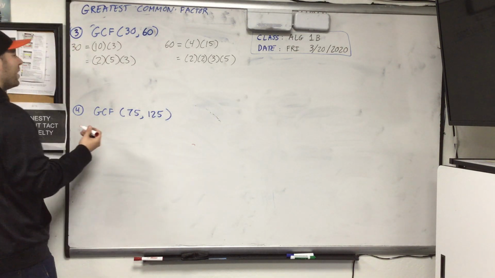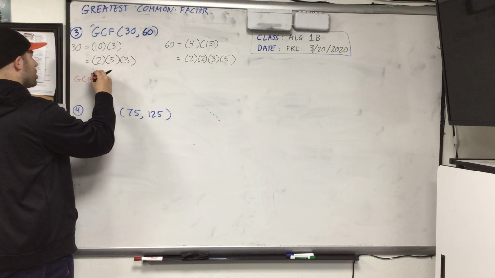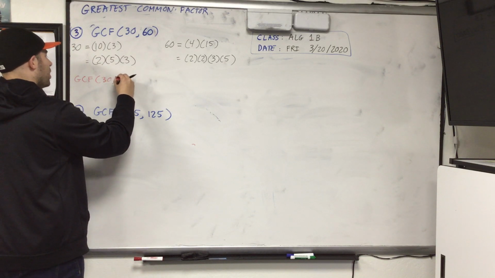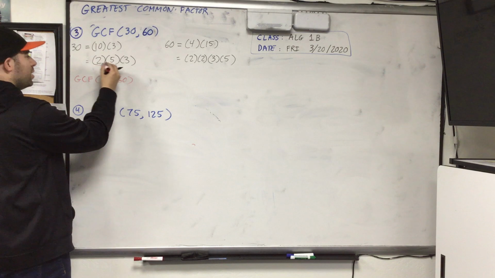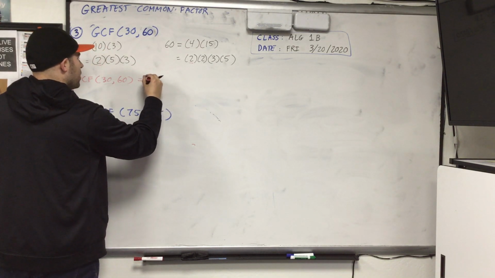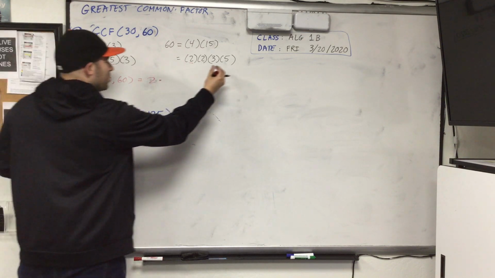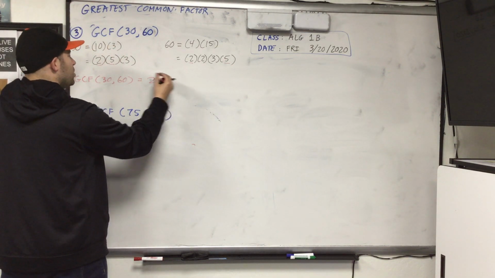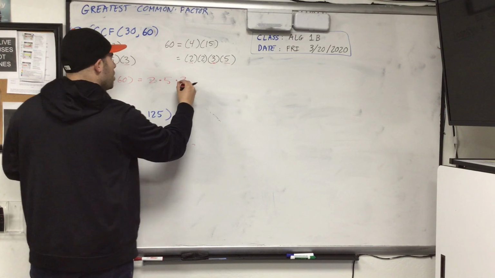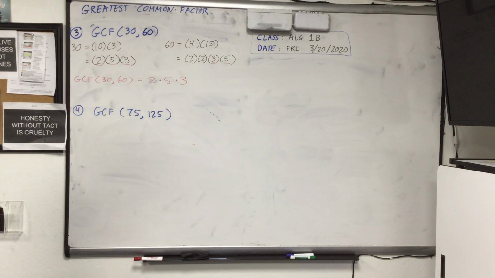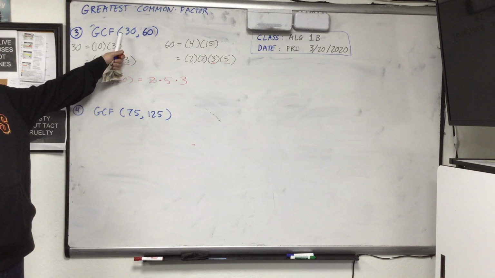So now let's look at the ones that they have in common. The greatest common factor can be achieved by looking at what they have in common. Do we have a 2 on either side? Yes, we do. Do we have a 5 on either side? Yes, we do. Do we have a 3 on each side? Yes, we do.